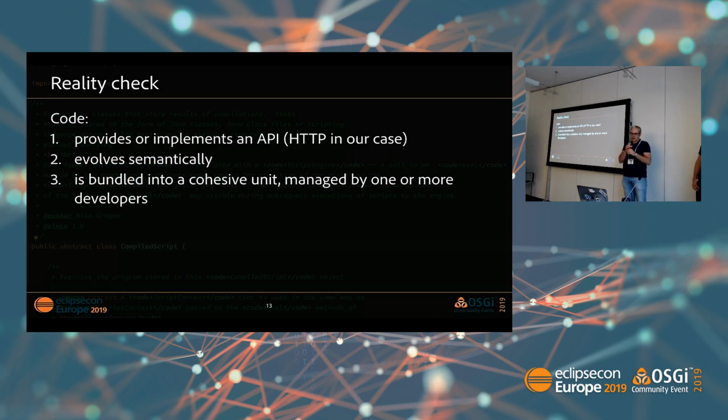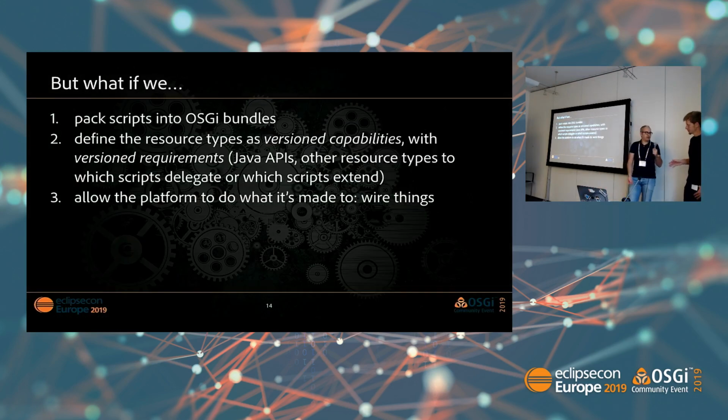So then we said, okay, if they are code, then they definitely actually provide or implement an API. If you deploy a servlet or a script, you basically implement an HTTP API. You say a request of this type is going to be rendered in this way. You create some expectations for somebody who's going to use your platform. Code also, we know that it evolves semantically, so you have to semantically version it. That means that you actually have to do something for the scripts. And code usually is bundled into cohesive units, and it's managed by 1 or more developers. So then we should actually start treating them as such.